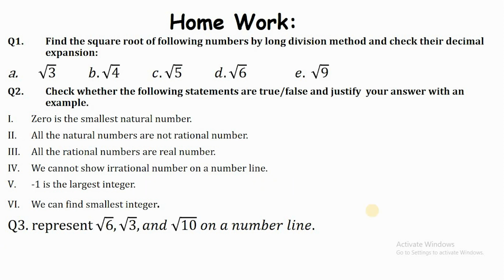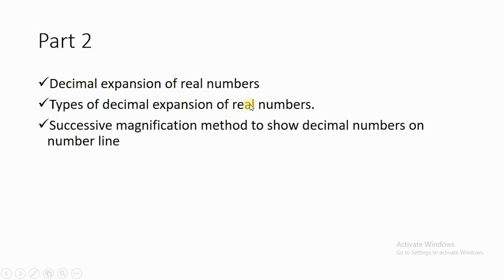Now the next part of the chapter is about the decimal expansion of our real numbers. In this part we are going to learn how to express the given numbers in decimal form, and also discuss the types of decimal expansion of real numbers. Then we are going to learn the successive magnification method to show decimal numbers on the number line. So let's move on to the first topic, that is the decimal expansion of our real numbers.